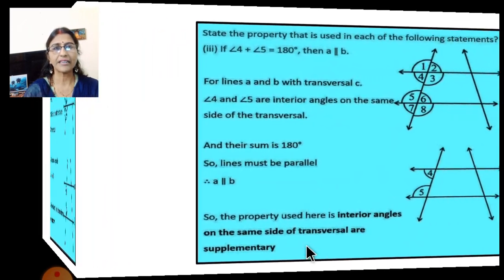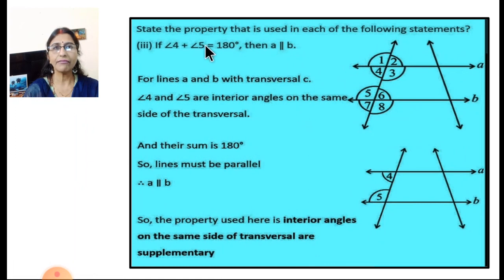Now, the third part of the same question, again we have to state the property which is used here. The question is, if angle 4 plus angle 5 is equal to 180 degrees, then A is parallel to B. Now how will you write? For lines A and B with transversal C, this is the transversal. Now we know angle 4 plus angle 5 is equal to 180 degrees. Angle 4 and angle 5 are shown here separately.